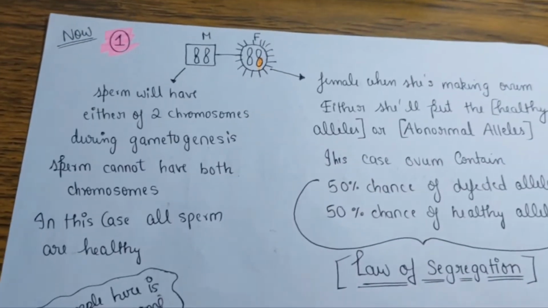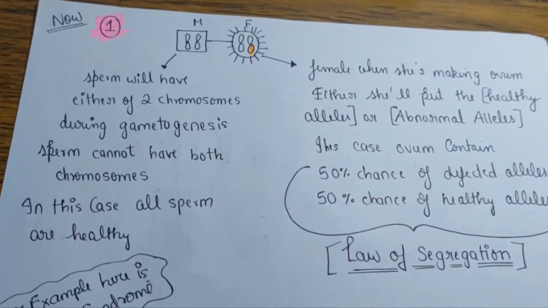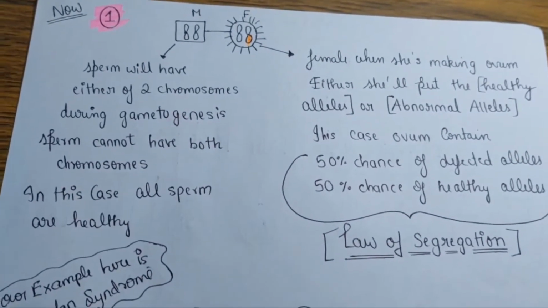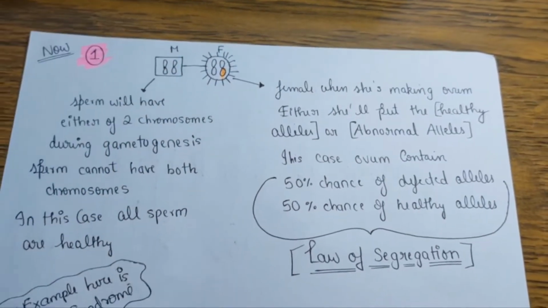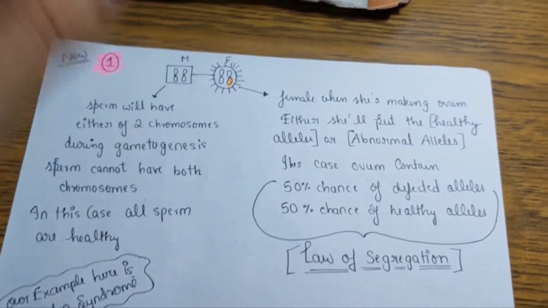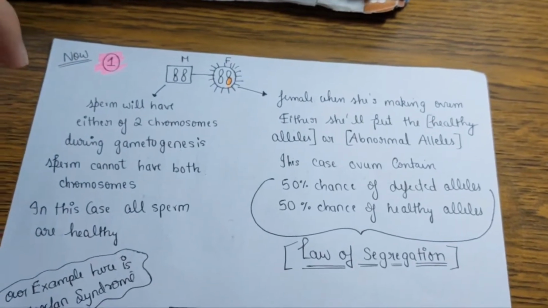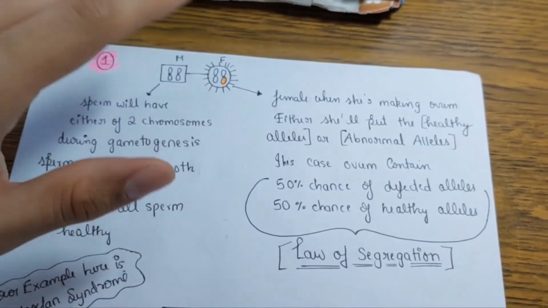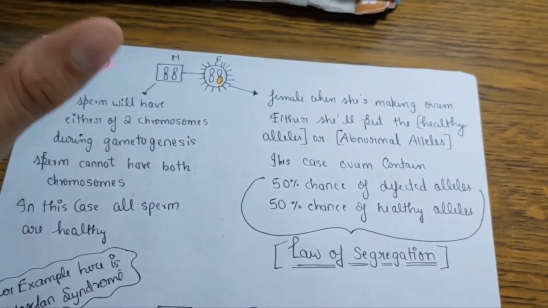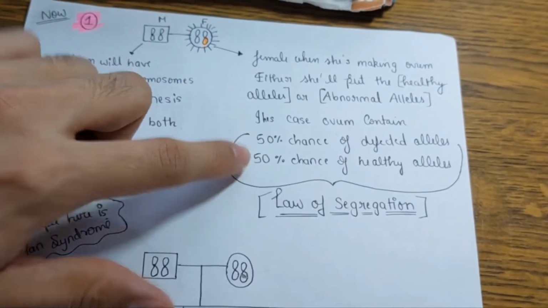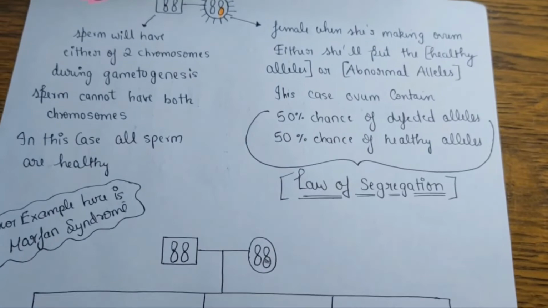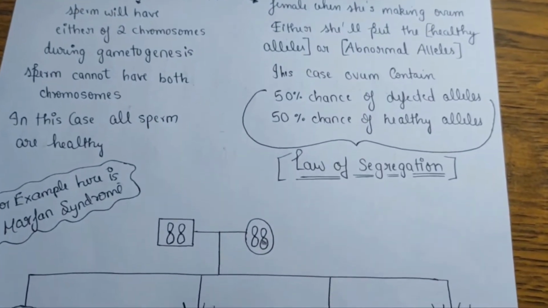Since the male is normal, the sperms will have either of the two chromosomes during gametogenesis, and the sperms are all healthy because they have the normal alleles on the homologous chromosomes. Now the female, when she makes the ovum, will either put the healthy allele in one ovum and the abnormal allele in the other ovum. So there is a 50% chance of the ovum carrying the defective allele and a 50% chance of the ovum carrying the healthy allele. This is according to the law of segregation.